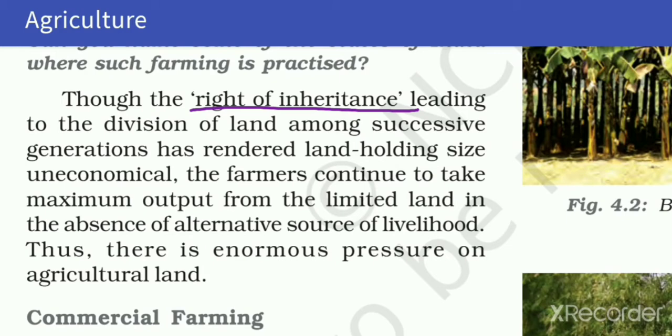The next feature of intensive subsistence farming is that it is a labor intensive farming. It means that it requires a large number of laborers to work on the field because more than one crop is grown in the same field. So this was all about intensive subsistence farming. Now move to the next one.